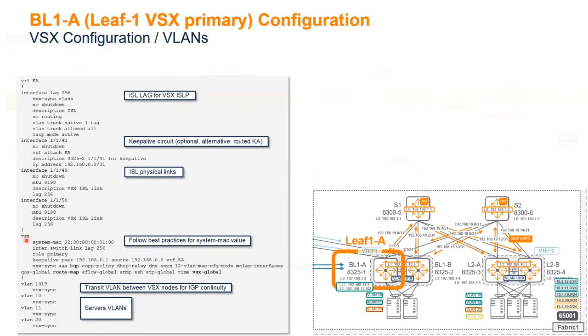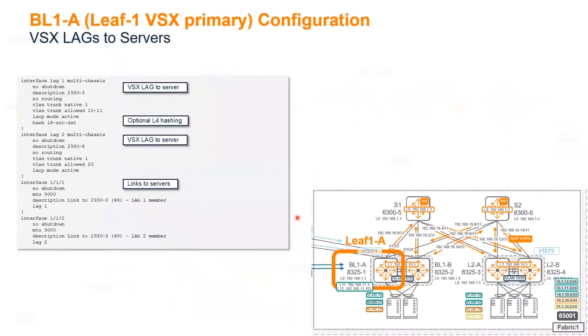Then I'm going to configure VSX. You can follow best practice for system MAC, please. You can use the route map for VSX synchronization. We talked about that yesterday. You will define a transit VLAN between CX nodes, primary and secondary, that is here 1019, in order to make sure that there is an IGP continuity for OSPF. Then you will define your VLAN for your local servers.